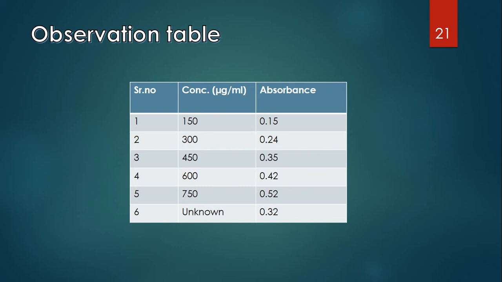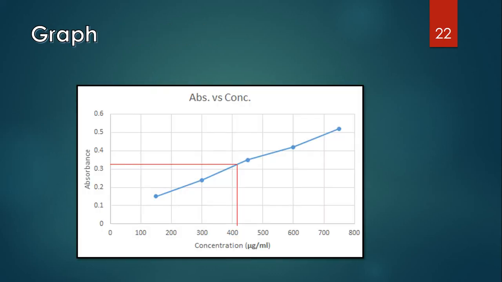Then we took the absorbance of unknown concentration of glucose. So absorbance was found to be 0.32. Now we are going to plot the graph of absorbance versus concentration, that is absorbance on y-axis and concentration on x-axis. Then we will put the point 0.32, that is for unknown, on the y-axis, and we are going to extrapolate it on the x-axis from the standard calibration curve. So let us see the graph.